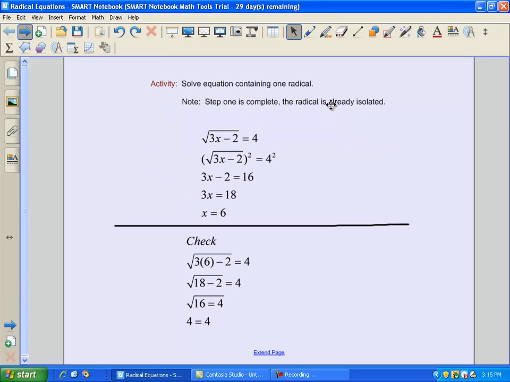So if we go to an activity here, solve the equation containing one radical, you notice that step 1 is complete and that the radical is by itself. So there's really not much to do there. If the 4 were over on the left-hand side, we would have a problem, but we're in good shape the way it stands. You notice that in step 2, the index, being that it's a square root, is a 2.